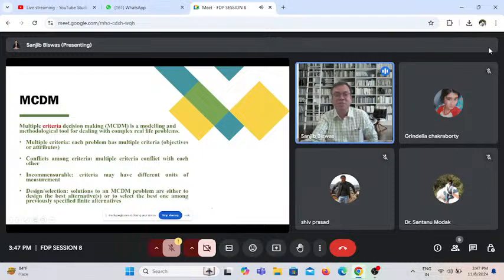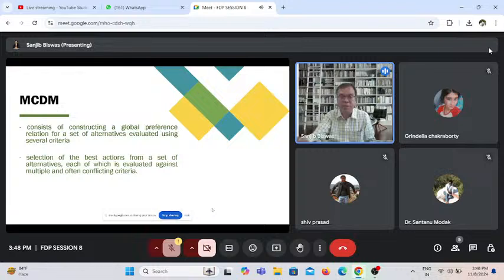So multi-criteria decision making is a problem where I have multiple objectives based on multiple criteria. For example, in the previous example, I have long battery life, good camera quality, but at lesser cost. So multiple objectives reflecting the multiple criteria are there. The criteria set is conflicting with each other, and I have a finite number of alternatives. So I want to select the best possible course of action or alternative. That is the problem of MCDM.